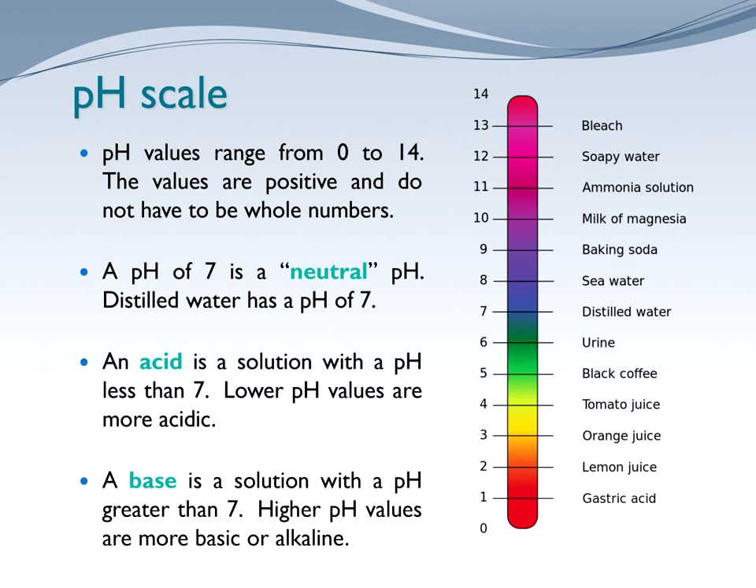A pH of 7 is a neutral pH. An acid is a solution with a pH that is less than 7. The lower the pH, the higher the acidity. A base is a solution with a pH that is greater than 7. Solutions that are more basic or alkaline have pHs closer to 14.